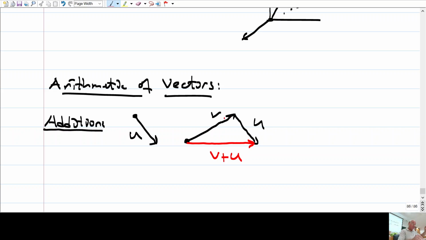So the tip of this vector v is this point, right? I just carry this vector over here. Then the starting point of the vector v plus u is the starting point of v, and the end point of v plus u is the end point of u, once it is carried so that it starts from the point where v ends.